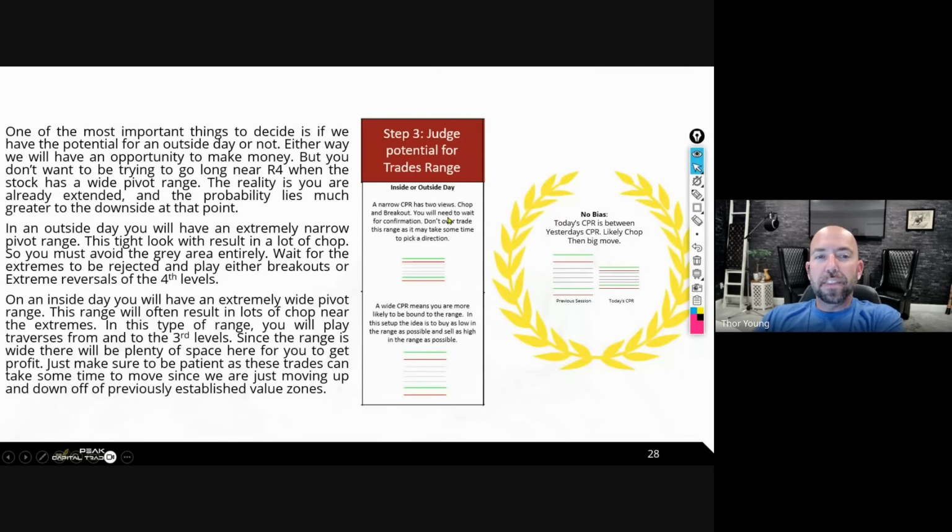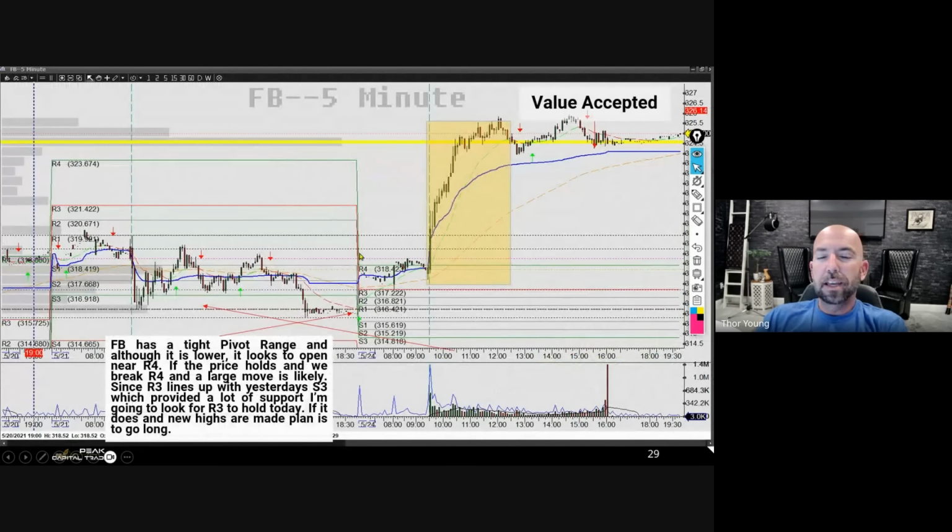So, and then lastly, use that inside or outside day to judge what kind of range you're looking for, right? If it opens above R4 on a tight range, you're playing a breakout, right? If it opens above S4 on a wide range, you're going to be playing an entire traverse from S4 to R4, right? Same for the other direction, right? Just depending on the cam width versus the bullish relationship and where you open, you can dial in any play you want really, really quickly.